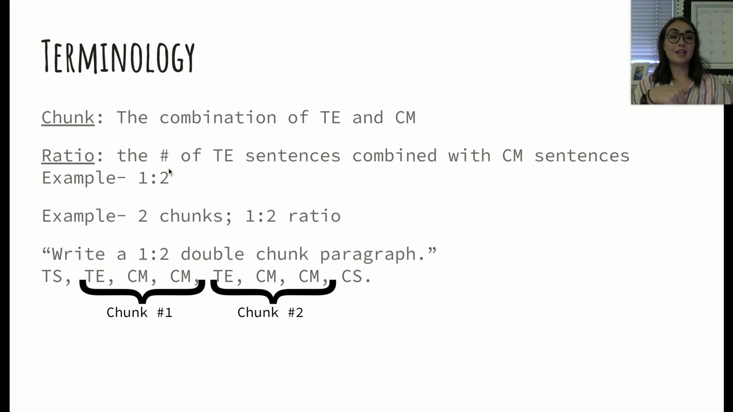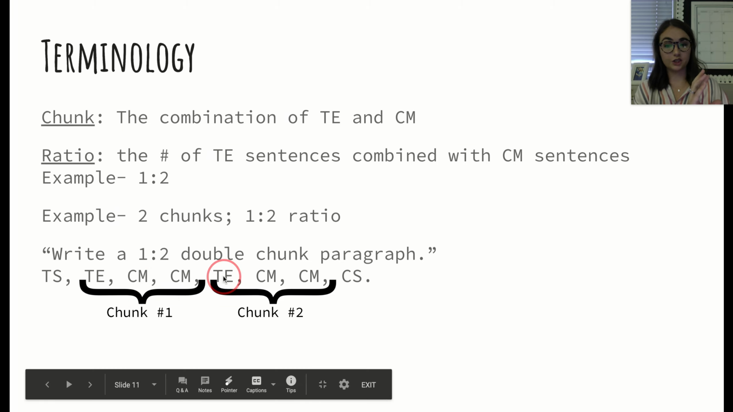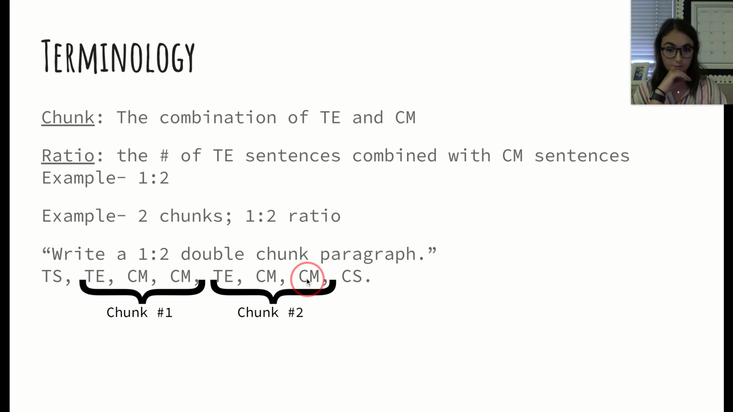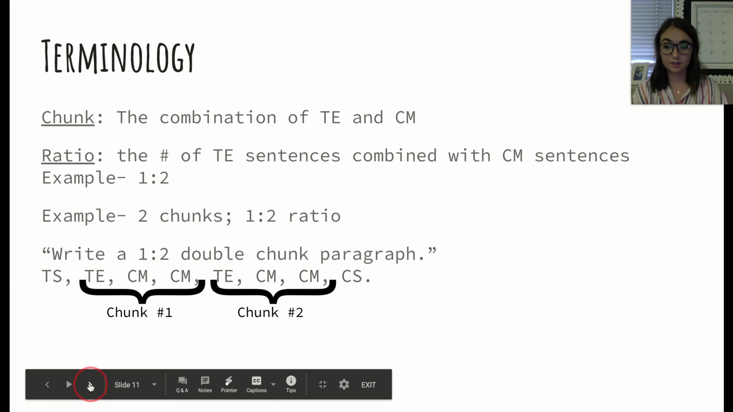Okay? So then if I said you had to write a paragraph with 2 chunks at a 1 to 2 ratio, this is how I would say that. I would say write a 1 to 2 double chunk paragraph. So every paragraph we know has to have a topic sentence and a concluding sentence. But this one that I'm asking you to write has to be a double chunk at a 1 to 2 ratio. So, okay, I know I have to have 2 chunks in there, but what has to be in those chunks? That's where you go to ratio, 1 to 2. For every 1 text evidence, you're going to have 2 commentaries. There's 1 chunk. The second chunk, a text evidence and 2 commentaries. That's all that means. So hopefully you understand that.